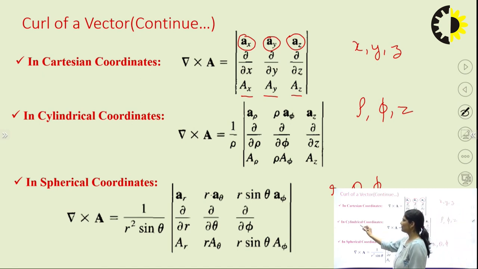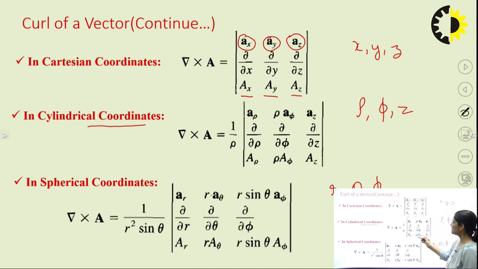Now if we have to find the curl in cylindrical coordinates, we can find it by using this matrix, 1 upon rho times the matrix. Here these are the unit vectors of rho, phi, z. Here we multiply rho with the unit vector of phi, then del upon del rho, del upon del phi, del upon del z, then A rho, A phi, A z. Here we have to multiply rho.